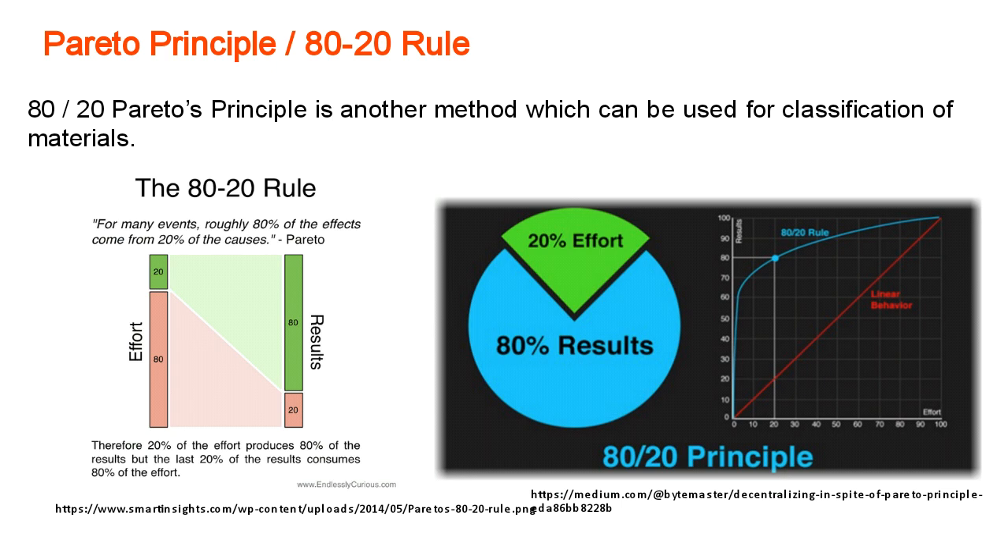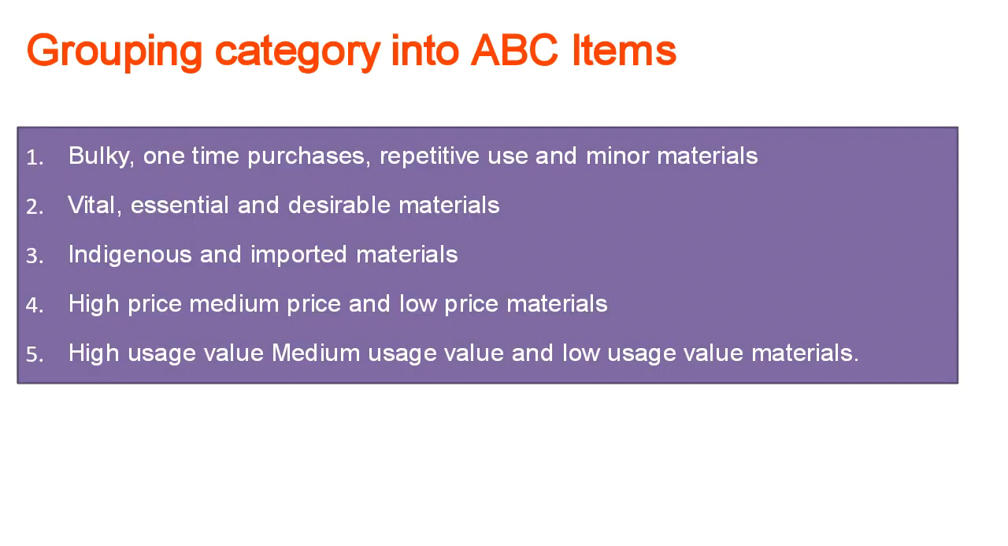Now this is another way of classifying. We can adopt this Pareto principle also, if not going for that ABC analysis and then grouping category into ABC items. So these are the criteria based on which we categorize them, like bulky and one-time purchase, repetitive, and the minor materials. Then vital, essential, and desirable materials. Then indigenous and imported material, because what is locally available and what is to be imported.